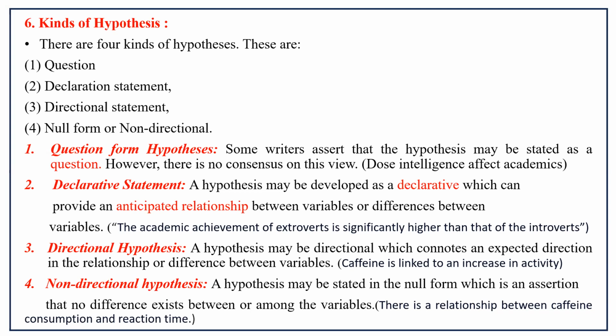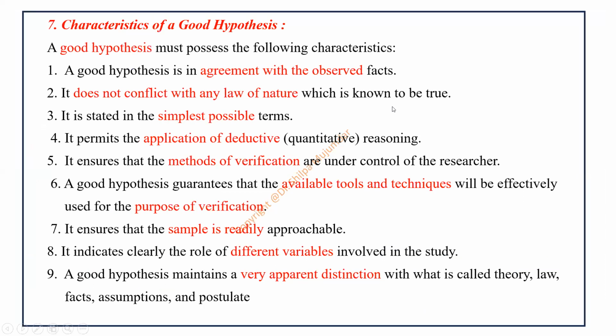Then in declarative statement, we have seen the example: the academic achievement of extroverts is significantly higher than that of introverts. In directional hypothesis: caffeine is linked to an increase in activity. And in non-directional hypothesis: there is a relationship between caffeine consumption and reaction time. So all these examples we have seen in the last lecture in detail. Now, we are going to see characteristics of good hypothesis.